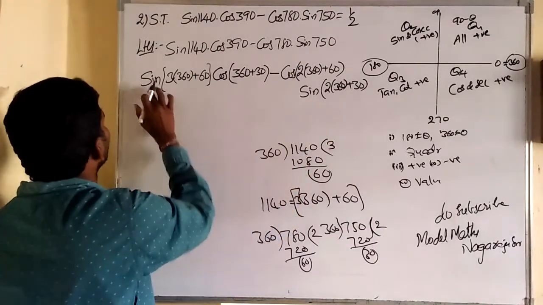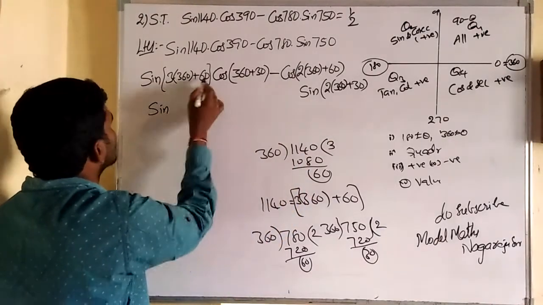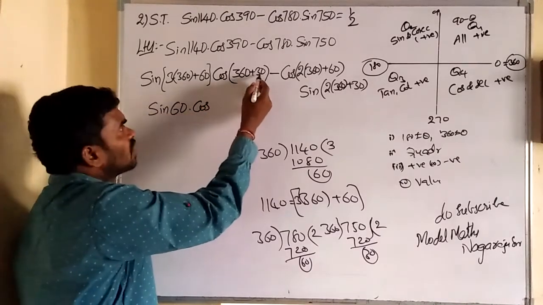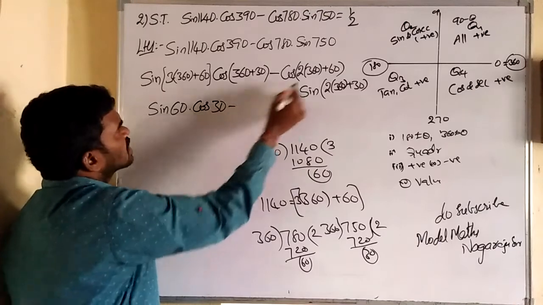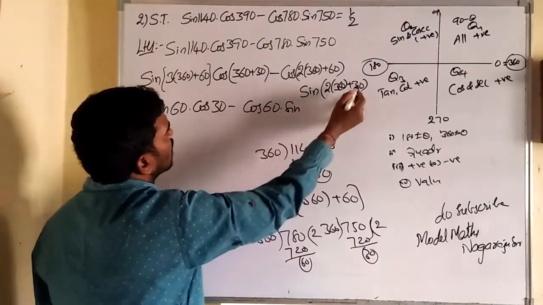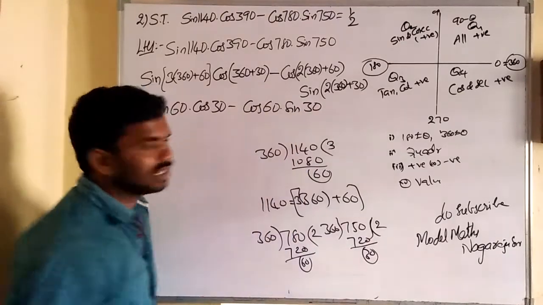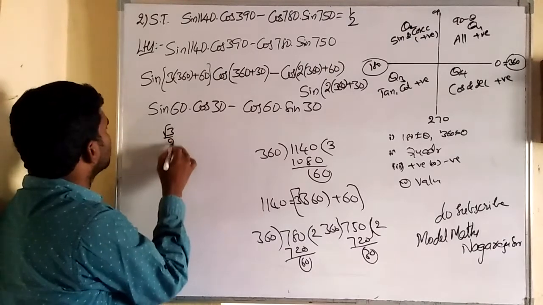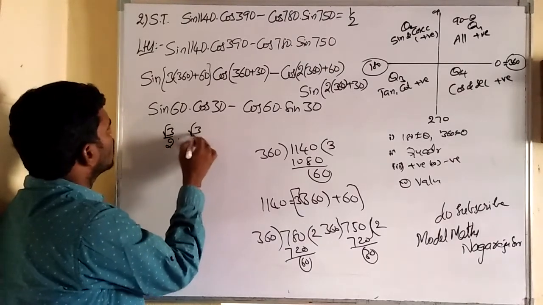In the first quadrant, what is sine? Positive. What is the angle? 60. And cos, first quadrant positive, cos 30. Minus, here also 60 is there. We can write cos 60. And to sine, here also 30 is there, sin 30. Very simple. So now what is sin 60 value? Yes, very good. Root 3 by 2. Cos 30 value? Root 3 by 2.